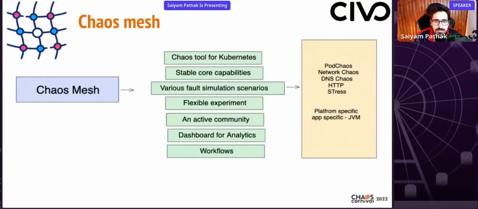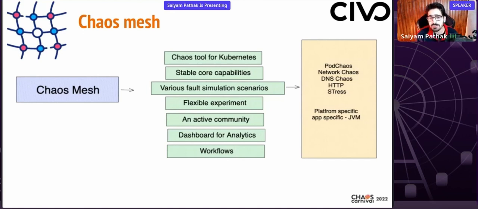It has a lot of cool features like core capabilities out of the box, a lot of fault simulation scenarios like pod chaos, network chaos, DNS, HTTP, stress. It has also platform specific chaos like the JVM one, and in the UI I'll show you what are the platform specific ones on the host. Obviously, there has to be another agent on the host that has to perform these chaos, but they're there.